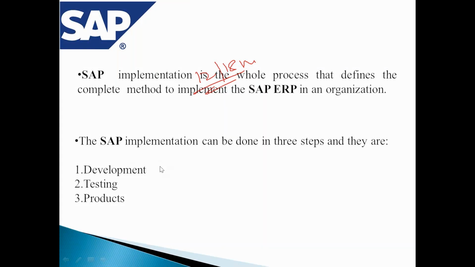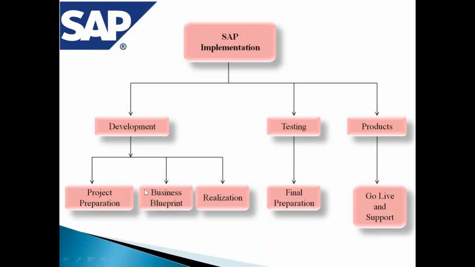If I divide the total process, it has a development stage, it has a testing stage, then the SAP product is ready. The company's infrastructure is huge, right? You need to understand the company's infrastructure, analyze it, document it, cross-check it, and the authorization from the client should be signed, then you start making it. So there are a lot of phases; at a high level, 3, but if I divide in detail, we have these: project preparation, business blueprint, realization, final preparation, go live and support.